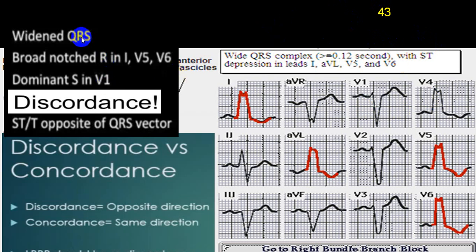So we have mentioned the standard. This is left bundle branch block. I am going a little faster. So classical criteria of left bundle branch block: wide QRS, broad notched R wave in 1, aVL and V5, V6. You will have a dominant S wave in V1, V2, and you will have discordance in V1, V2. You will have an ST segment in the opposite direction of the QRS vector. That is, in V1, V2, you will have an ST segment elevation because you have a deeper S wave.